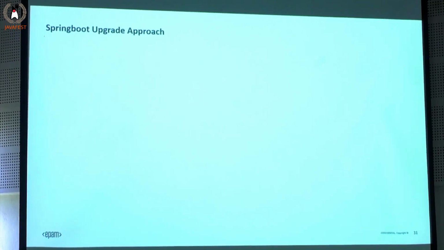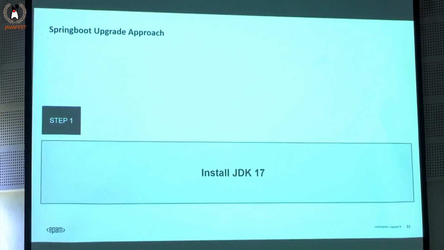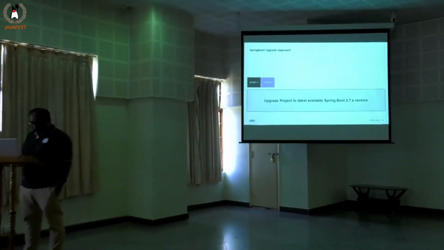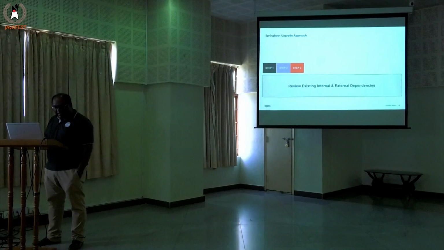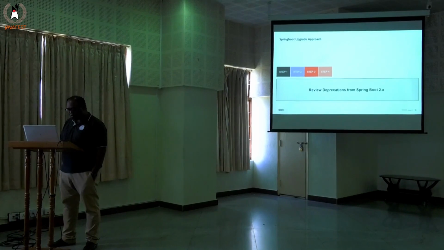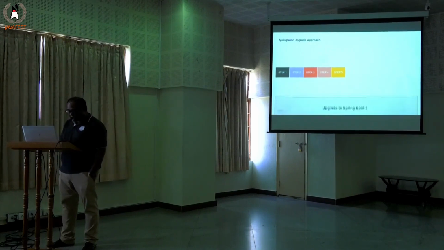And now coming to the Spring Boot upgrade approach. The first step is that we should install the JDK, and the next step is to upgrade the project to the latest available Spring Boot version 2.7, and then step 3 is reviewing all the internal and external dependencies. Step 4 is reviewing deprecations from Spring Boot 2.x. And step 5 is then you upgrade to Spring Boot 3. You should not go directly to Spring Boot 3. You need to follow these steps.